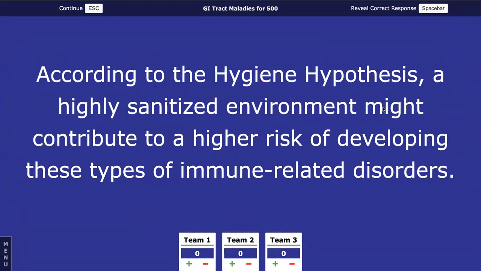Okay, the last question is, according to the hygiene hypothesis, a highly sanitized environment might contribute to a higher risk of developing these types of immune-related disorders. What are these immune-related disorders called? Yep, allergies. So it's saying that if you grow up with a lot of pets, like cats and dogs, you are very unlikely to develop an allergy to cats and dogs in the future. So, if you're in a very clean environment, then you have more risk of developing these allergies to potentially cats or dogs.